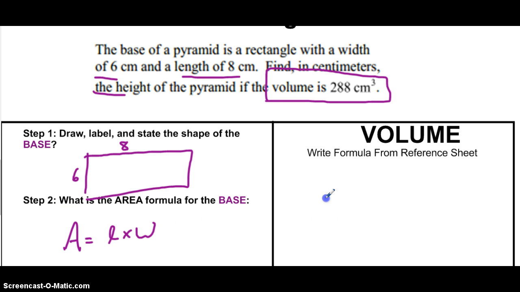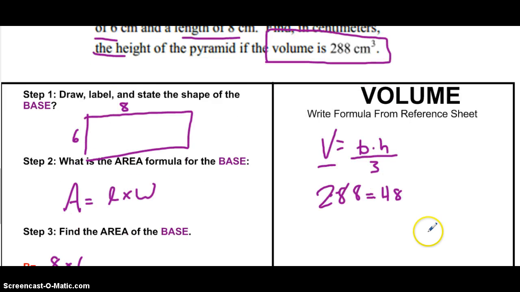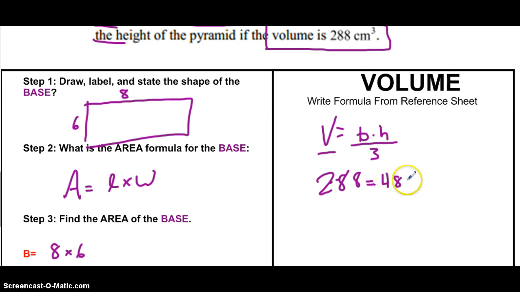So our formula is V equals base times height divided by 3. Well, we plug in what we know. We know the volume is 288. So 288 is what we're putting in for V, is equal to the base, which is 48, times the height, which is X. We don't know it. All divided by 3. How do we solve this? Well, you guys know when we have this fraction, we have to multiply both sides by 3 to get that out of there. So this and this get canceled out.